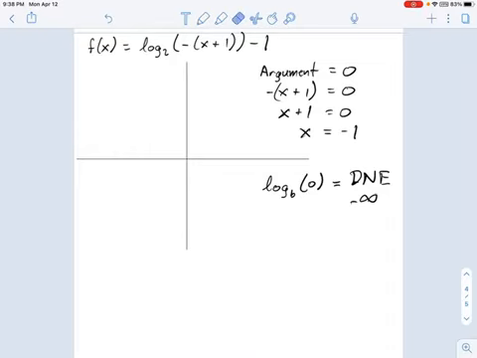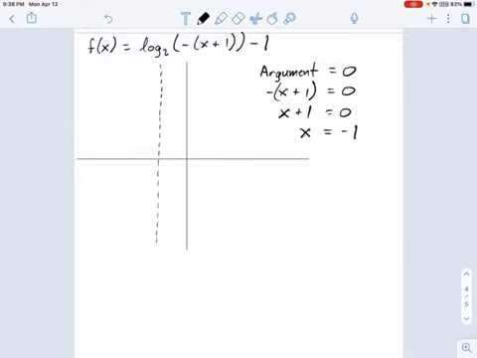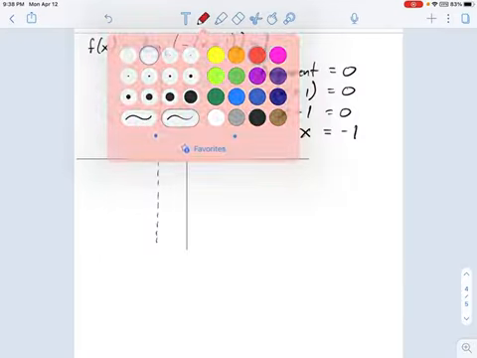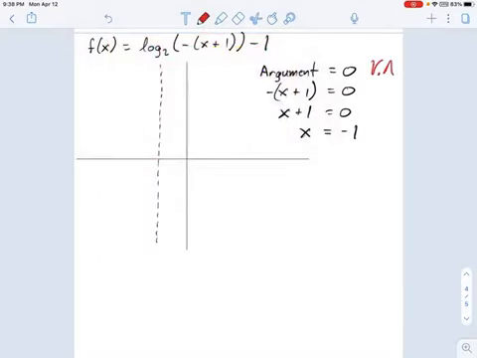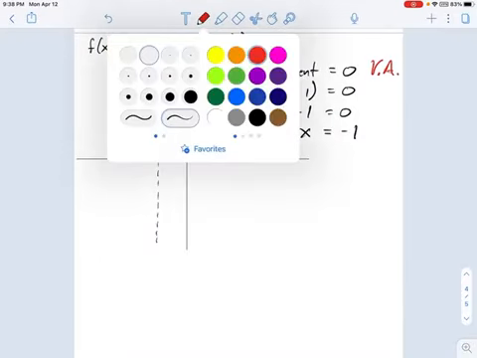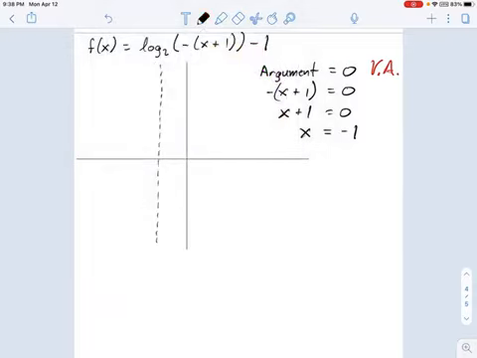And what DNEs usually look like are big asymptotes, right? It's one of those vertical lines that just goes up and down. So at x equals negative 1, we have a vertical asymptote. And that's always going to be the case. When your argument is 0, this produces your VA, your vertical asymptote. And that's one of the key features of a logarithmic graph. You always have this up and down line.